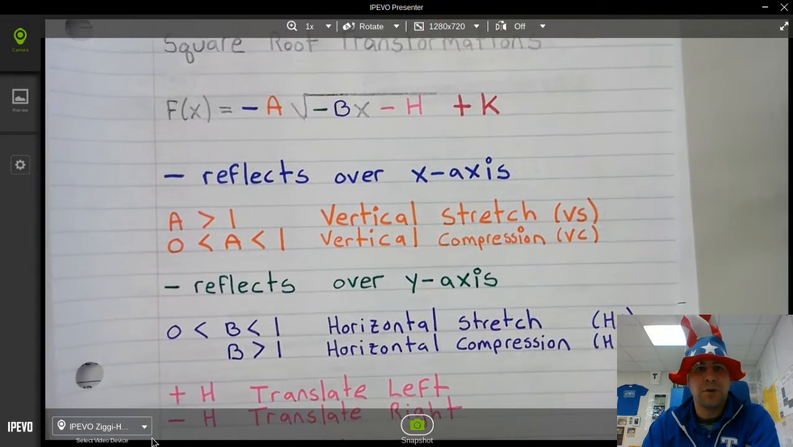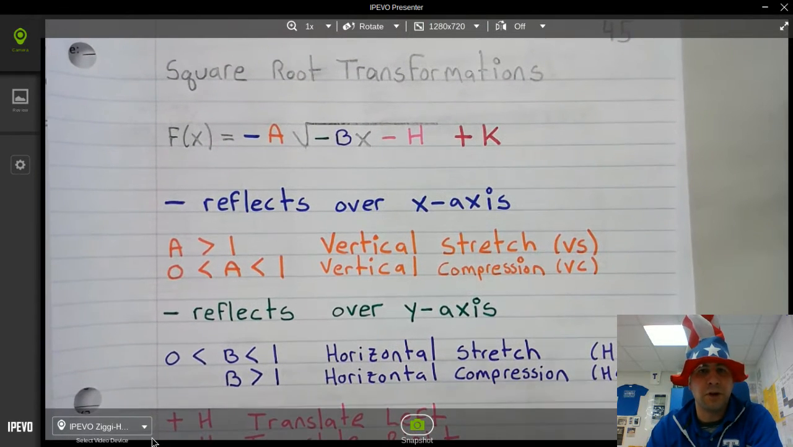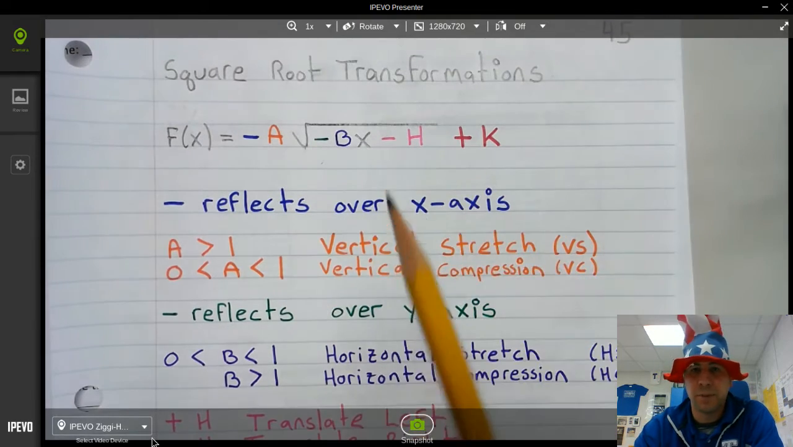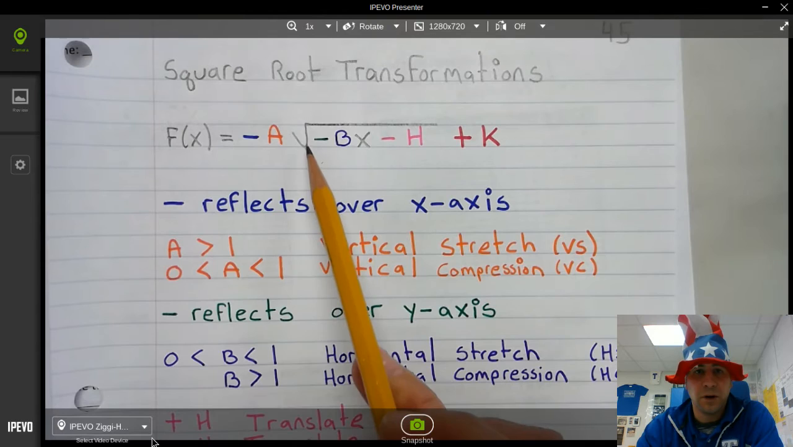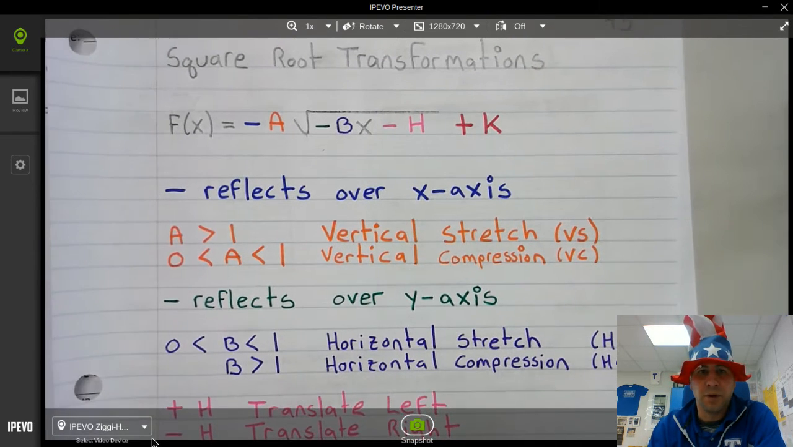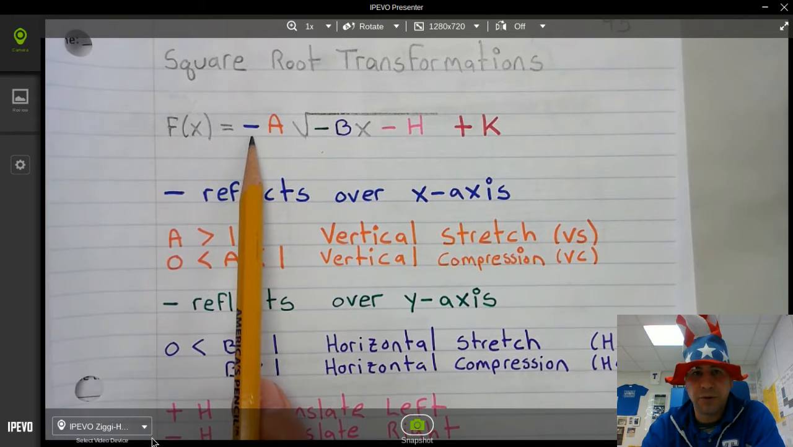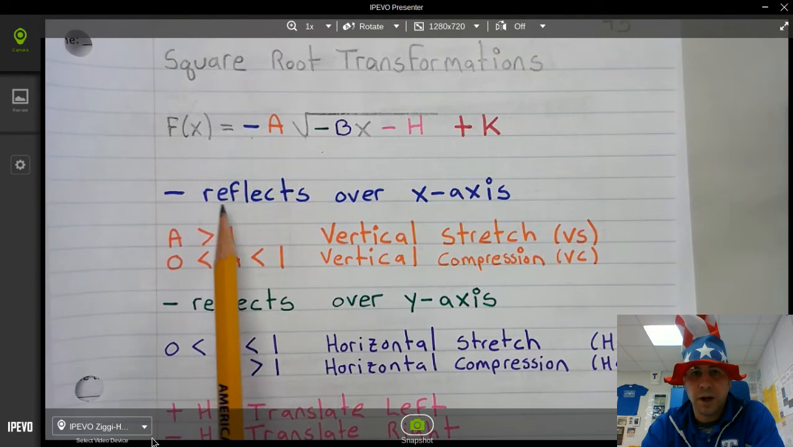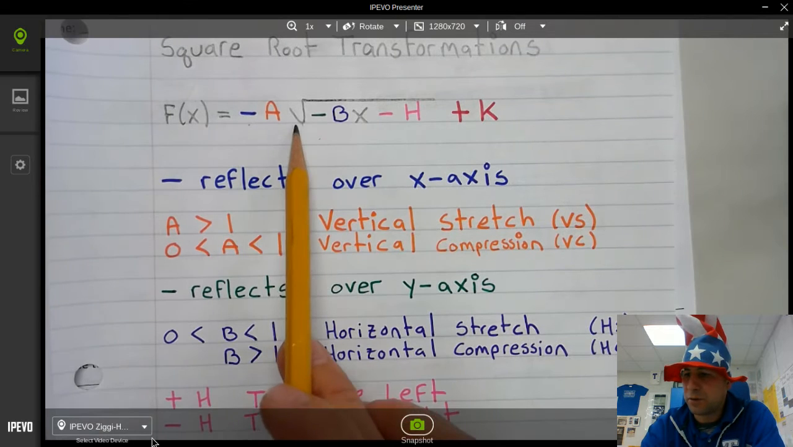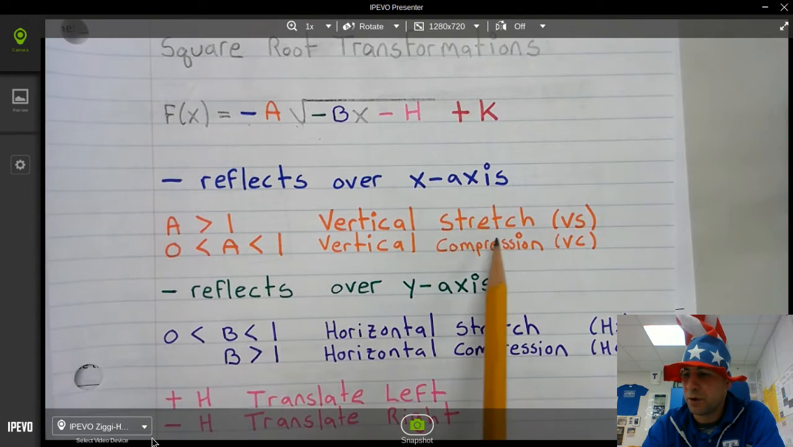All right, so these should look very familiar because transformations work the same no matter what function. Now, you notice before we had either parentheses or absolute value here, but in this case we have square root. So the same rules apply. If you have the negative outside of the square root, it reflects over the x-axis. If the number in front of the square root is greater than 1, it's a vertical stretch.